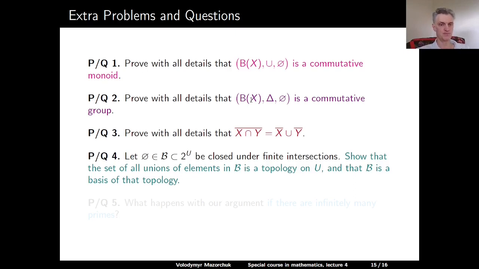Problem question 4. Let B be a collection of subsets of U which contains the empty set, and let us assume that B is closed under finite intersections. Show that the set of all unions of elements in B is a topology on U, and that B is a basis of that topology. Problem question 5. What happens with our argument in the proof of Euclid's theorem if we know that there are infinitely many prime numbers? So what happens with the several arguments in the proof?